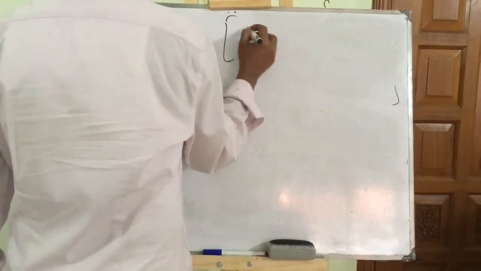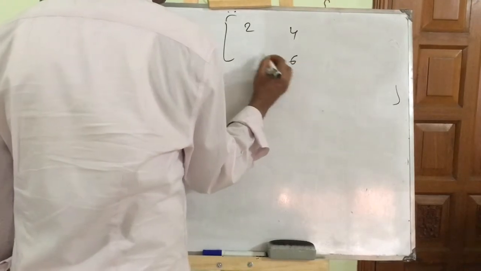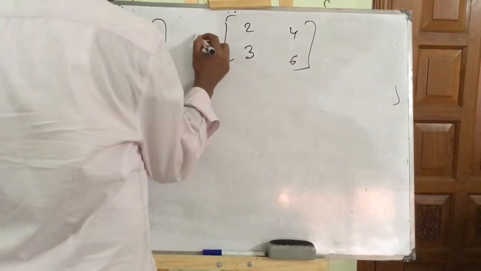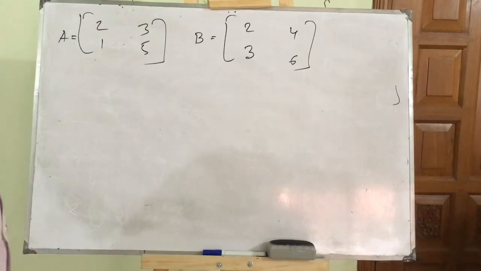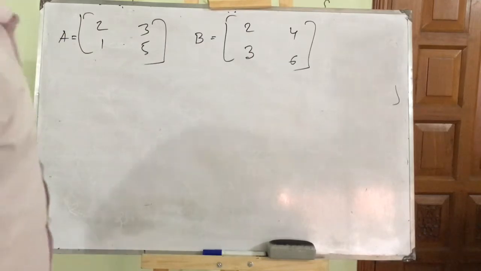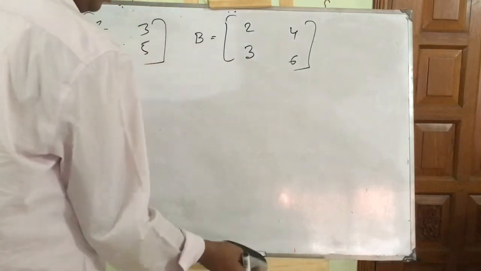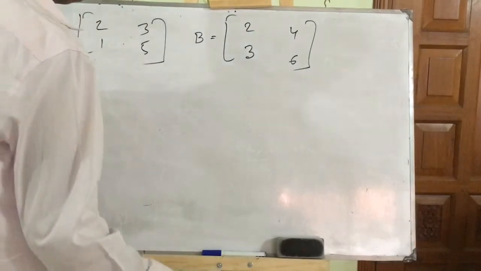Say, for example, if I write here 2 4, and then here 6 3. So this is a matrix, say matrix B equals this. If you want to find the inverse of these two matrices, you will see that in one case the inverse is possible, and in the other case it is not. First, let me show you the theory for finding the inverse.